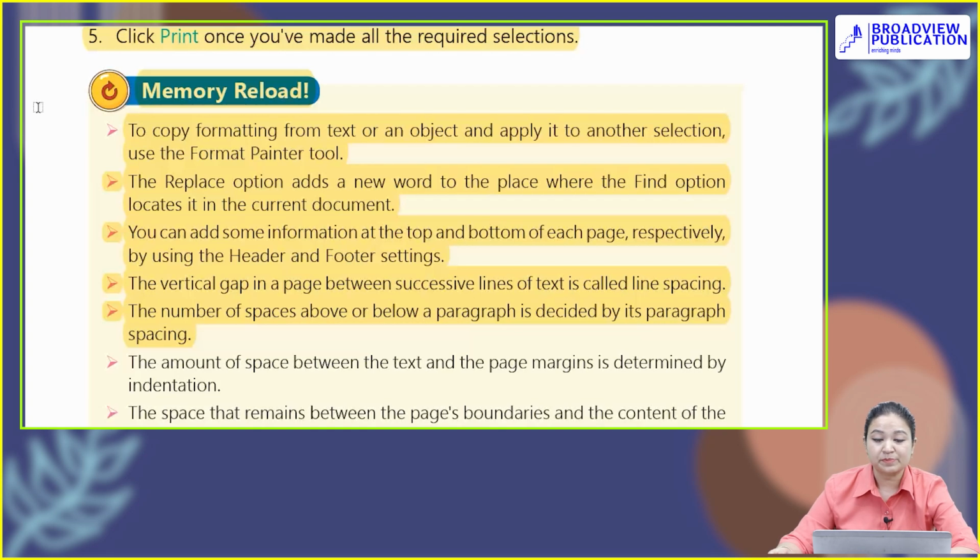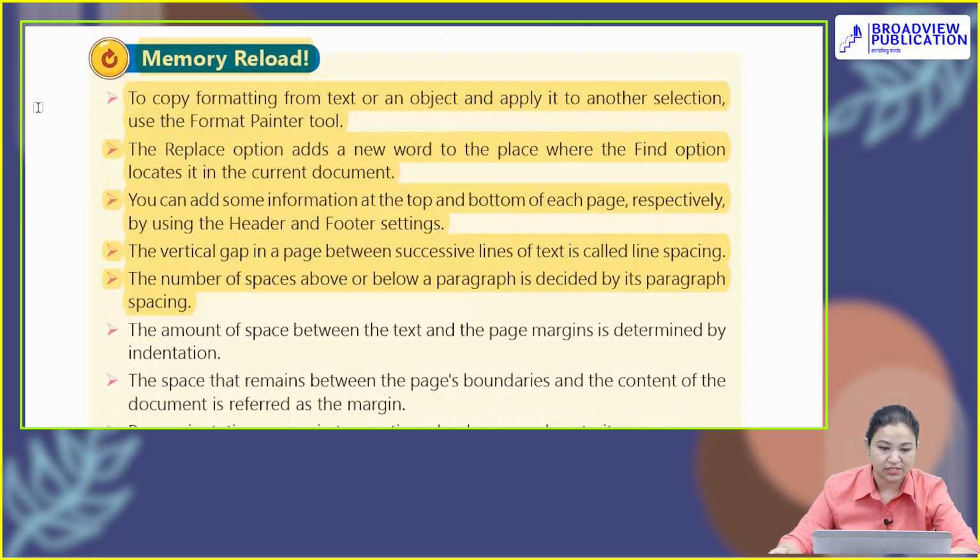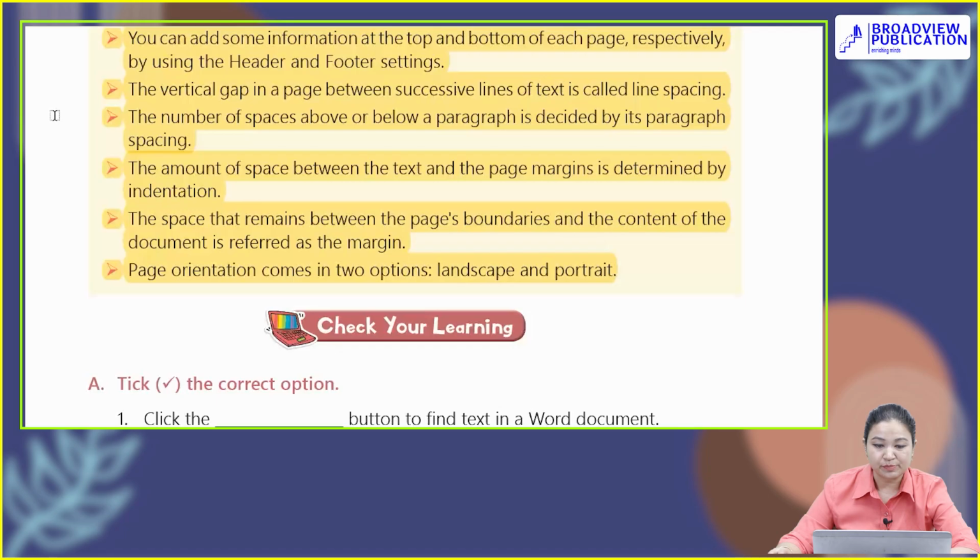The number of spaces above or below a paragraph is decided by its paragraph spacing. The amount of space between the text and the page margin is determined by the indentation. The space that remains between the page's boundaries and the content of the document is referred to as the margin. Page orientation comes in two options, landscape and portrait.